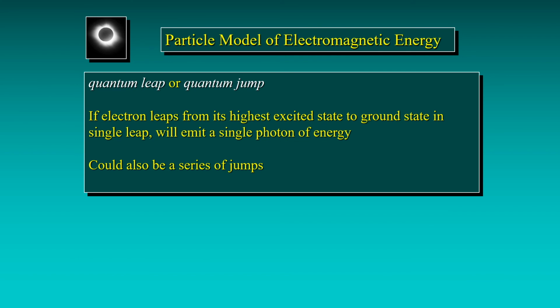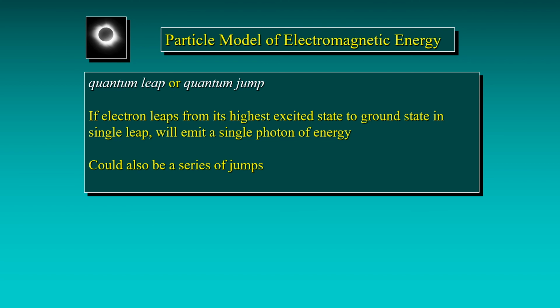Now we should also note that it is possible for an electron to disappear from its original orbit and then suddenly reappear at its destination orbit without ever having to traverse any of those positions or rungs in between. And if that happens, we refer to that process as a quantum leap or a quantum jump. So if we have an electron that goes from its highest excited state down to the ground state in one leap, it's going to emit just one single photon of energy.